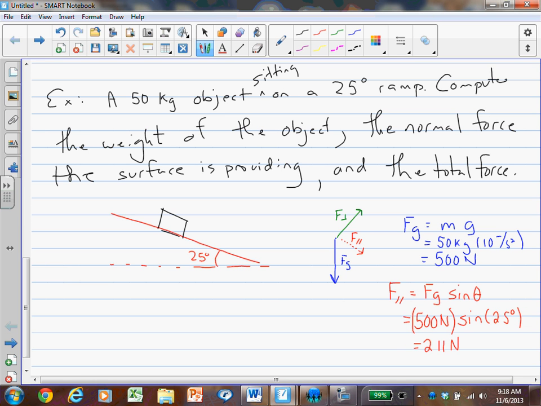newtons. And then in the same process, you can just use the normal force equation: 500 newtons times the cosine of 25, which is 453 newtons.